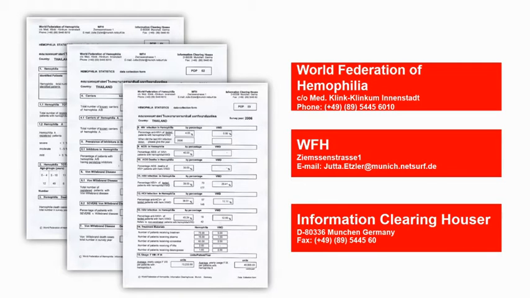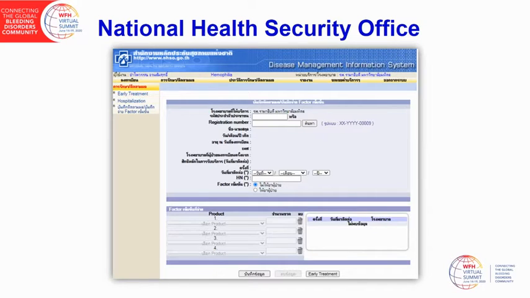These are 3 sheets of the annual report which the treatment center was requested to answer at the end of each year. Our registry was designed to have the patient output data printed out at the end of each year for convenience. The patient section of our registry was modified to be the Disease Management Information System for the National Health Security Office of Thailand when the Nationwide Cooperative of Hemophilia started in the year 2005. It has been used up to now.